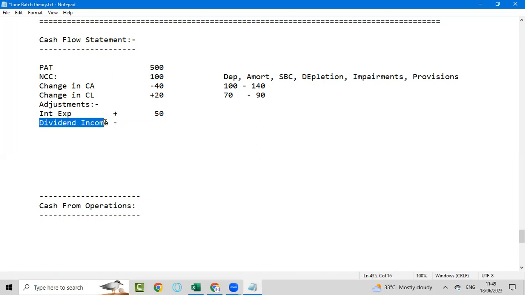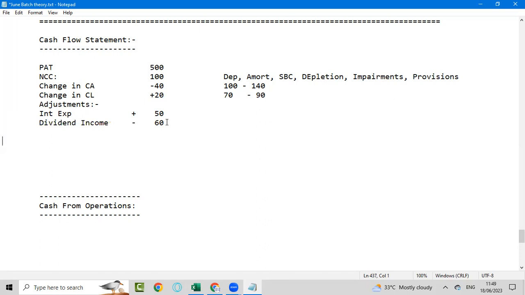Same way, dividend income was added in the income statement. So profit increased. So I have to deduct it. So how much dividend was actually added in the income statement? Let's suppose 60. So I am simply deducting it. Clear? I will re-add this in investing activity. I will deduct this interest expense again in financing activity. So I am adding it in operations. I will be deducting it in financing. Dividend income I am deducting here, but I will add it back again in investing activity.